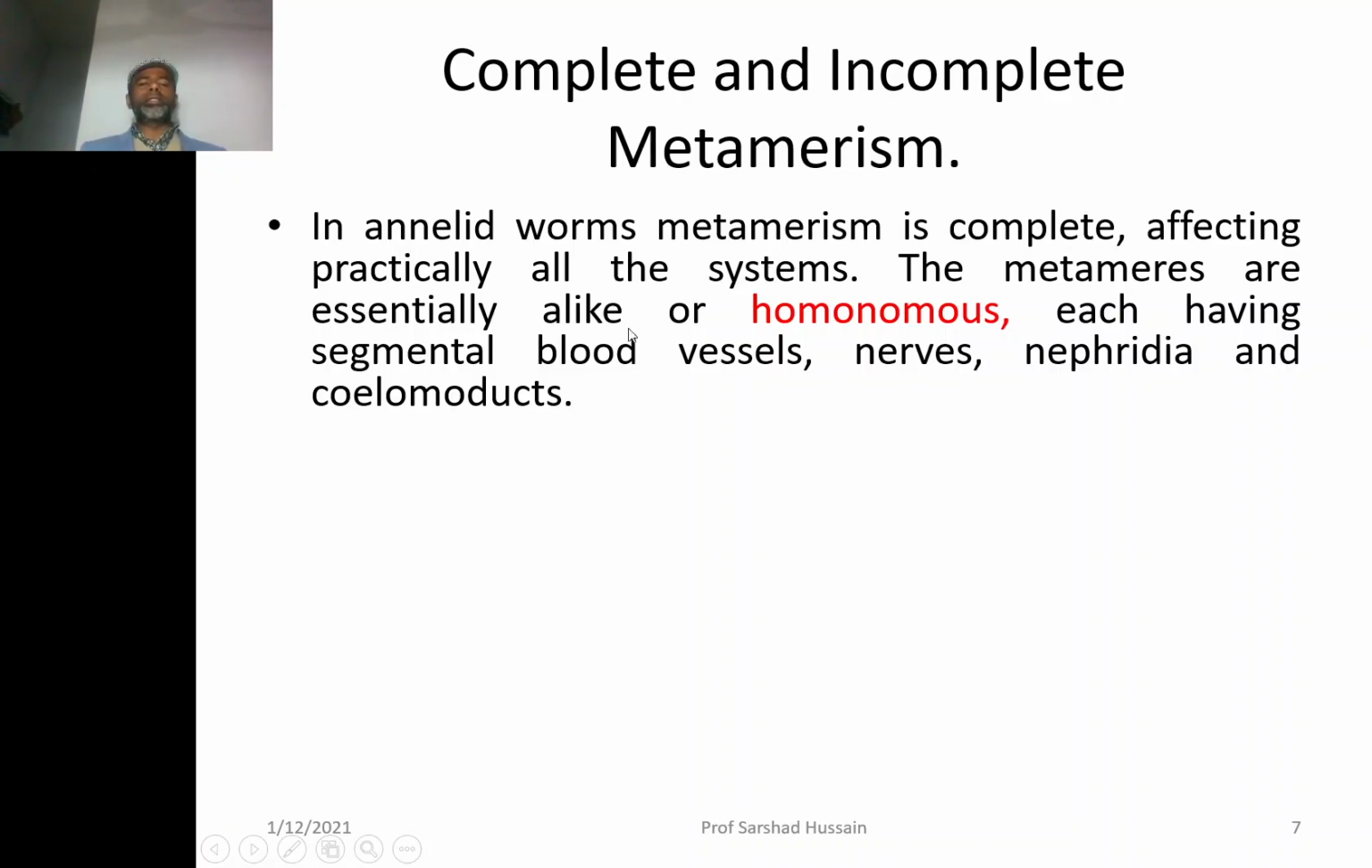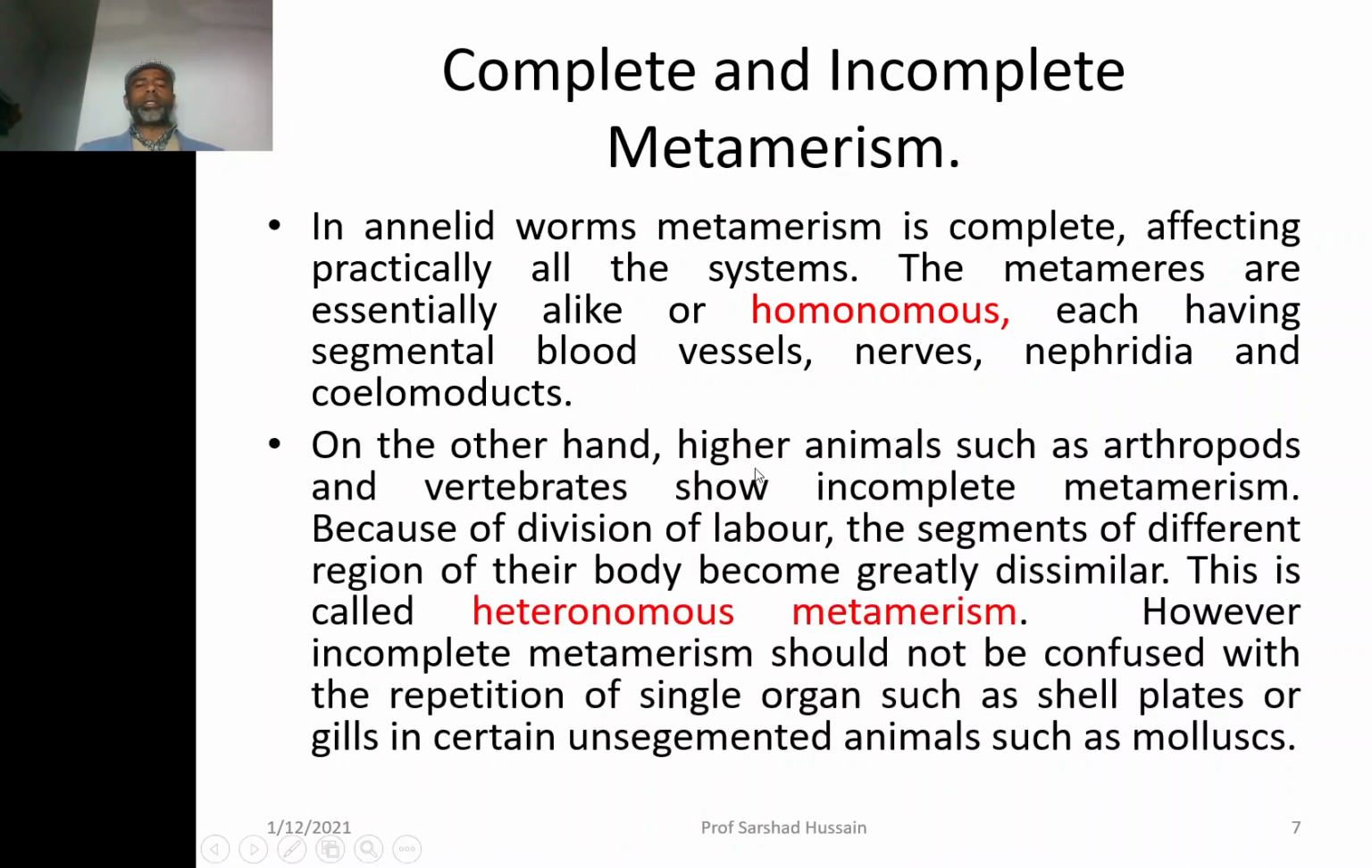The metameres are essentially alike. Every segment, if you look at it, looks alike. Why are they alike? Because most of the organs are repeated in it, so they are called the homonymous type of segments. Every segment has a blood vessel, ganglia and nerves, nephridia, and the coelom and coelomoderms. So this type of segmentation is complete because it is external as well as internal, and every segment is exactly like the other segment.